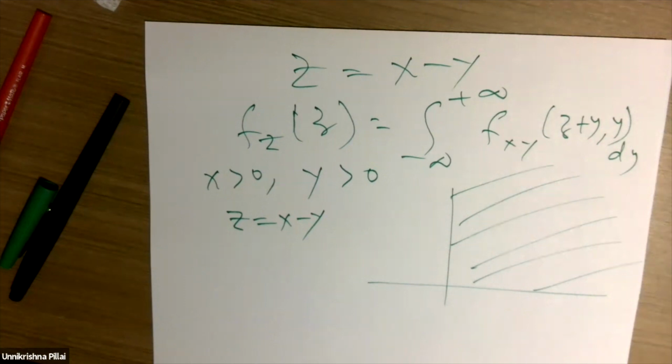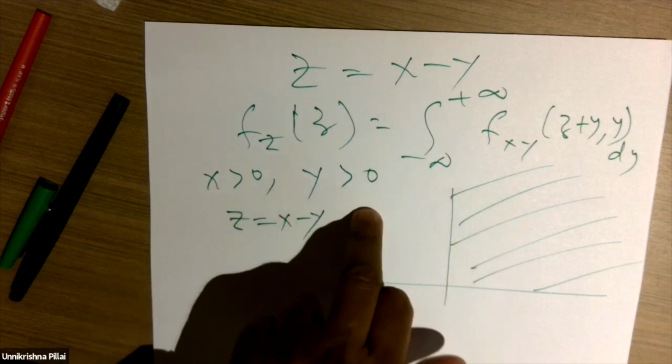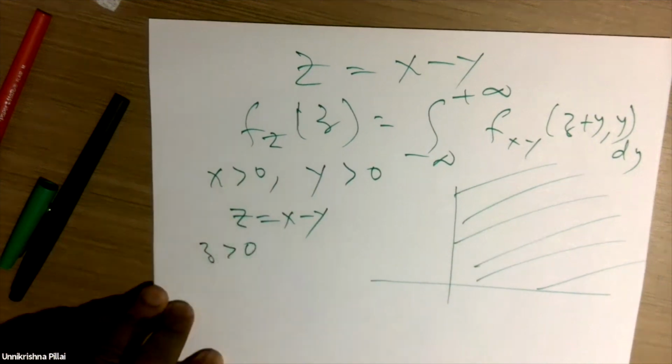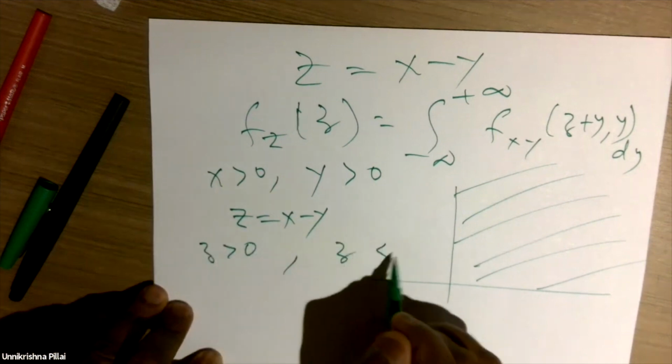X plus y is? What? Anyone? X is positive, y is positive. What can you say about x minus y? So it can take both positive and negative values. You see that? So you see here, even if x is positive, y is positive, we need to consider two cases. We need to consider z positive and z negative.